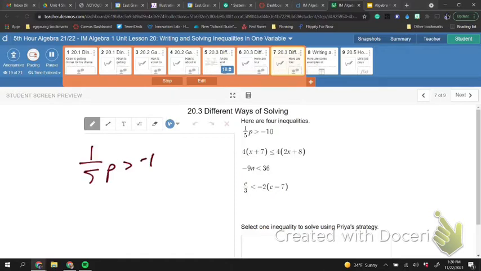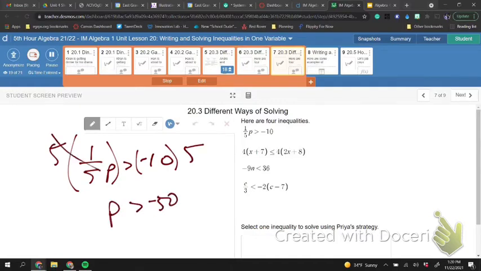1/5 p is greater than negative 10. So to undo this 1/5, I'm going to multiply both sides by 5. And that's going to leave me with p is greater than negative 50.